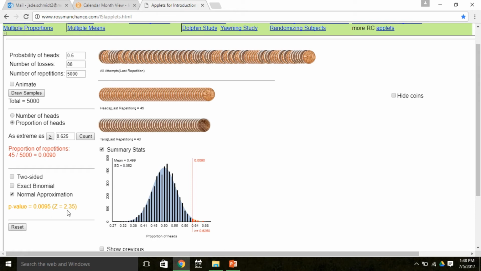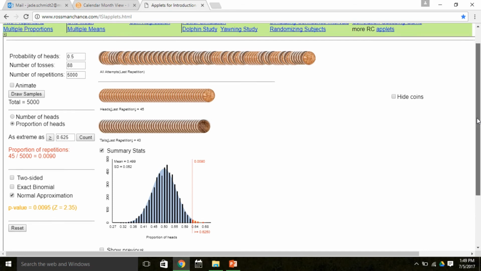I get a standardized statistic of 2.35 when I subtract my null value, 0.5, from my p-hat, 0.625, and divide by that standard deviation that you calculated. And that gives a p-value of 0.0095. Notice that the p-value from the theoretical approach and from the simulation approach are very similar. This makes sense because our validity conditions are satisfied. We have 55 successes and 33 failures in our sample.